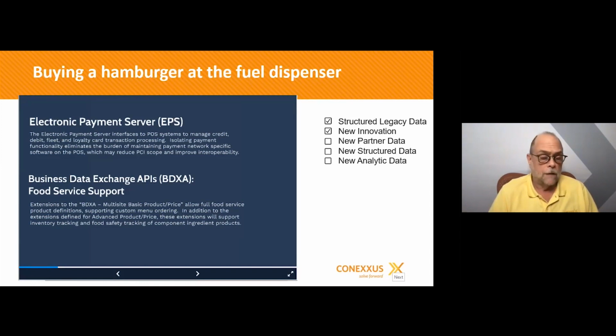Again, the checkboxes to the right show that these are mainly structured legacy data, and that even includes Business Data Exchange because it's stepping up on what price book sorts of things were already there, but it's also going to support a tremendous amount of new innovation. And next.